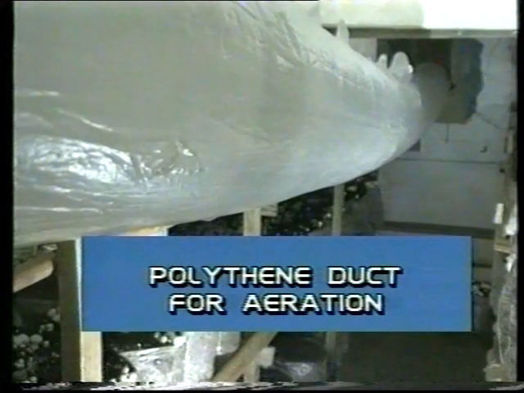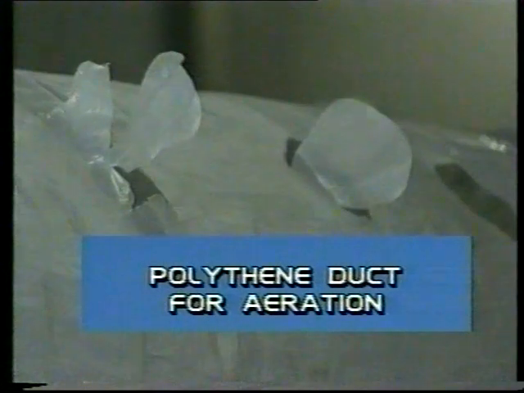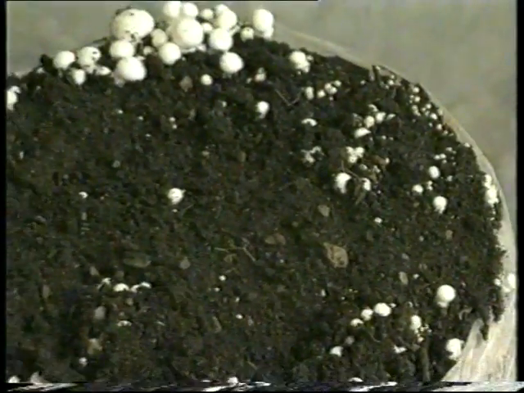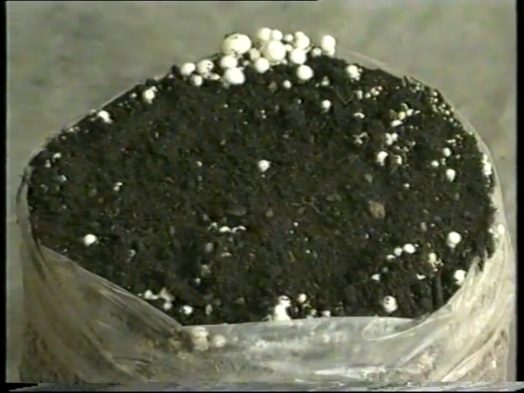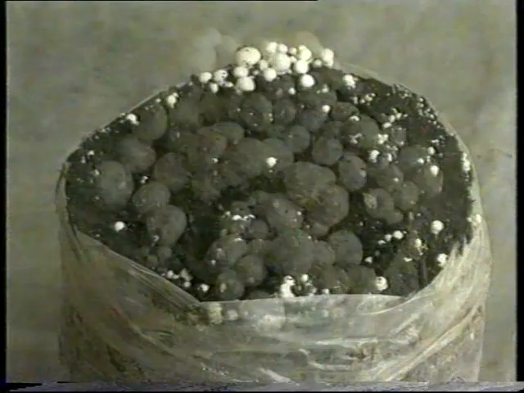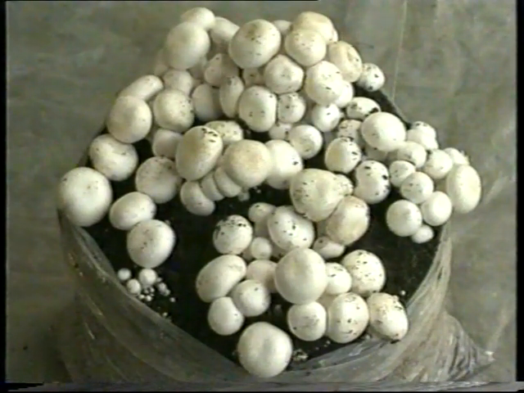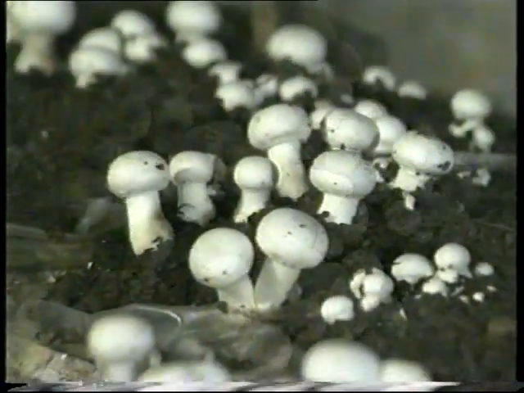Fresh air is introduced with the help of perforated polythene duct to provide 3 to 4 air changes per hour and bed temperature lowered to 16 degrees centigrade. The pinheads appear after 5 to 6 days of introducing fresh air and develop into buttons which are ready for harvest in next 3 to 4 days.